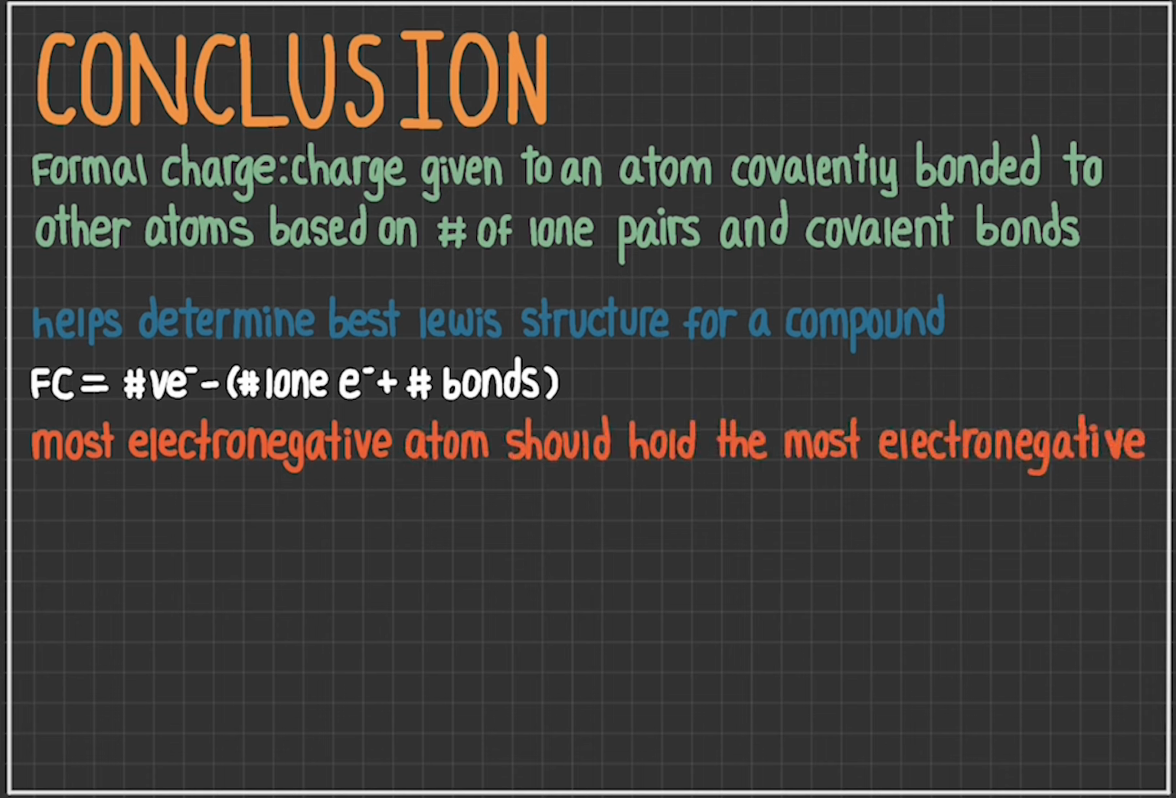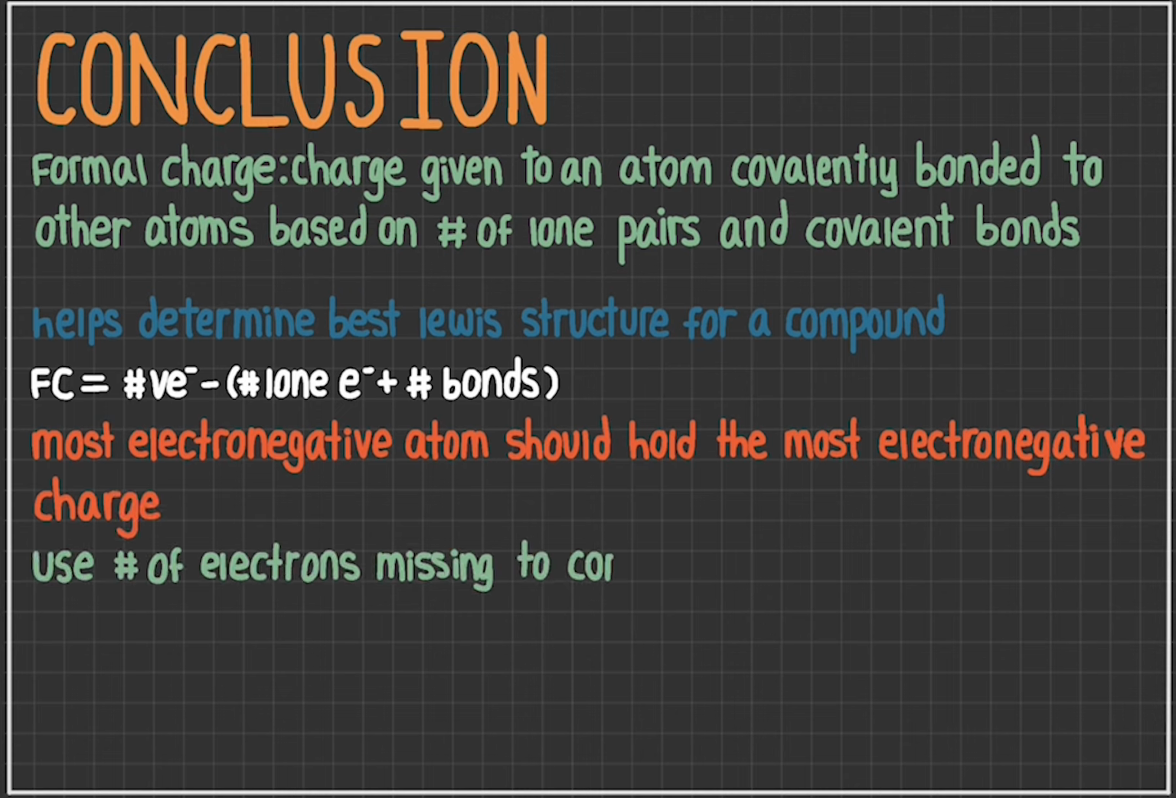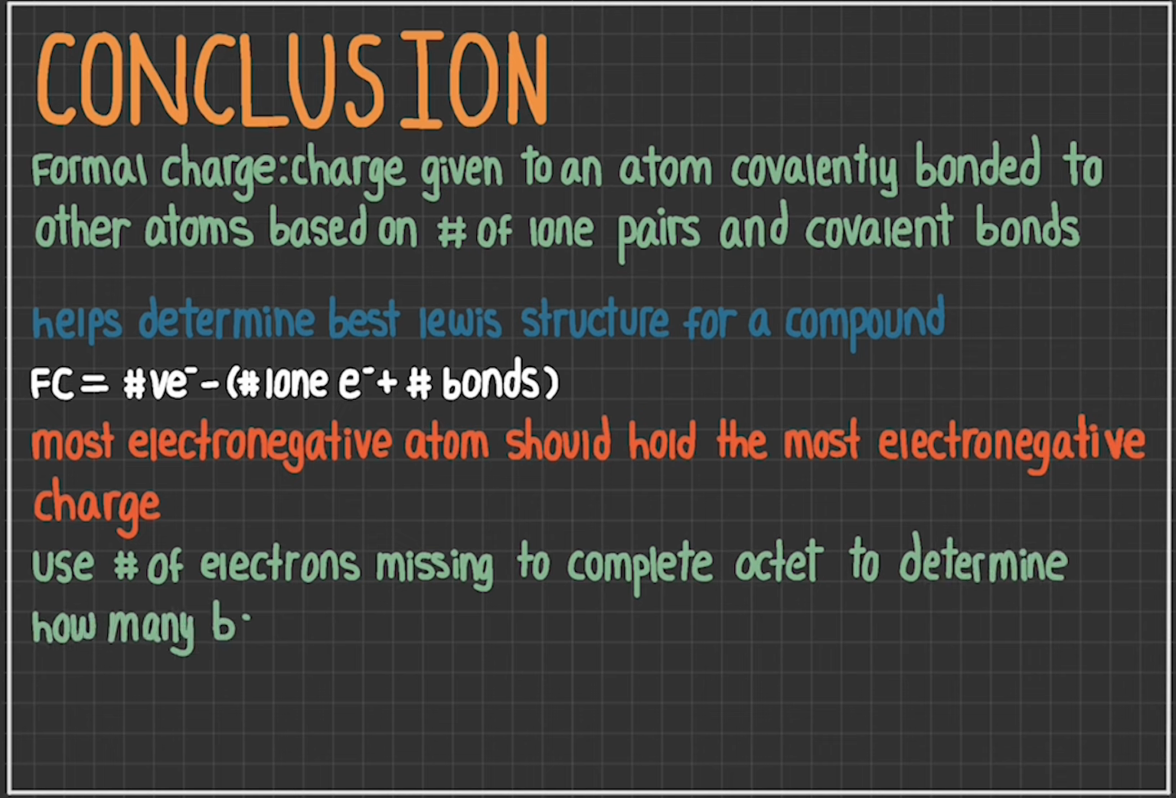And a fast way to see if a nonmetal is going to have a formal charge of 0 or not is to see how many valence electrons it is missing to complete its octet and compare that to the number of covalent bonds it has. If the numbers match, it should have a formal charge of 0.